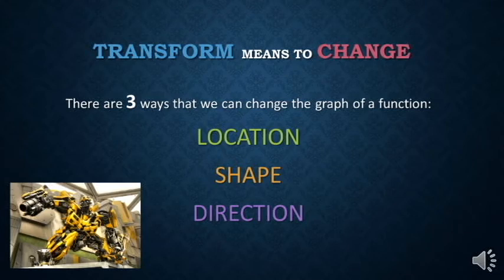Transform means to change. You can think about the Transformers movie if you need help memorizing the definition of the word. There are 3 ways that we can change the graph of a function. We can change the location, the shape, or the direction of a function. Let's talk about these 3 things a little bit more.